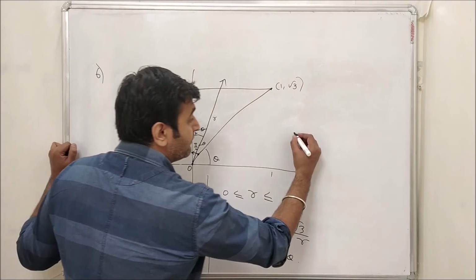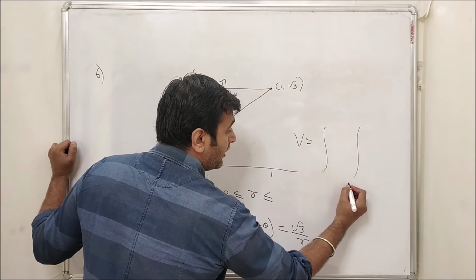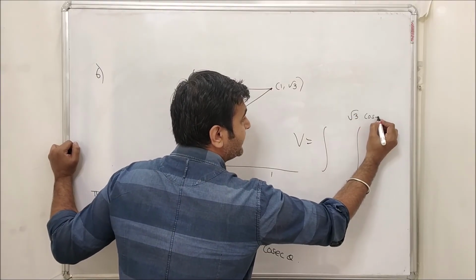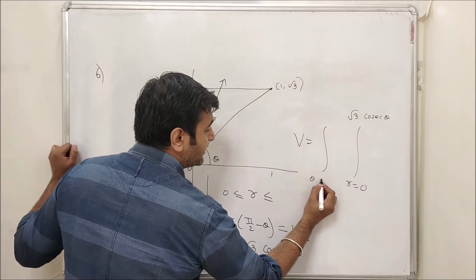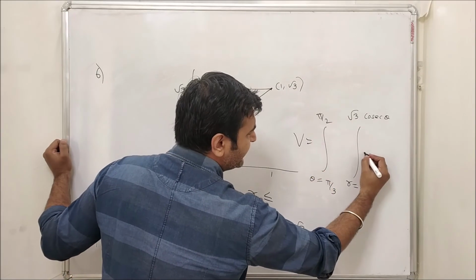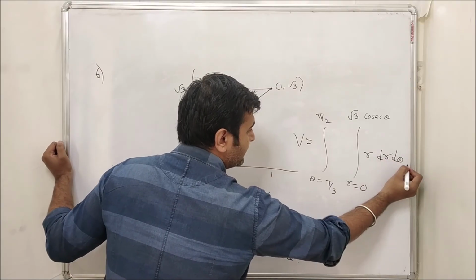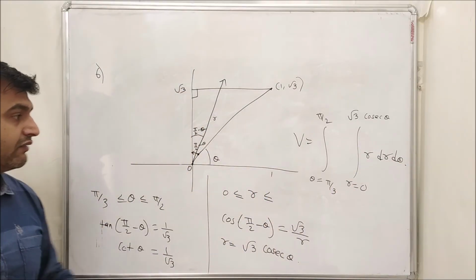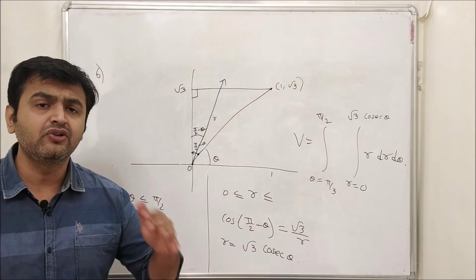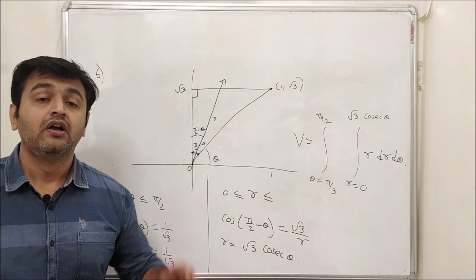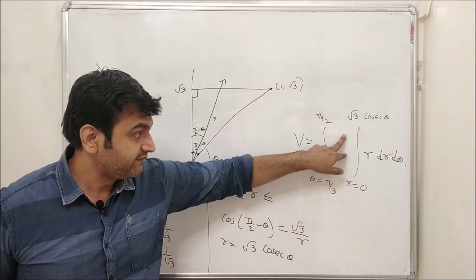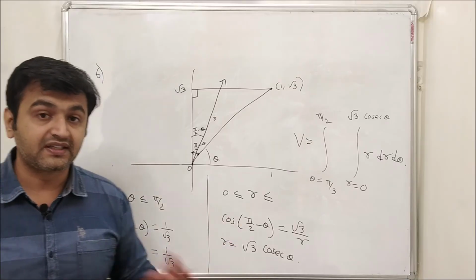So therefore, if the same question is there, my r is starting from 0 and going till root 3 cosec theta, and my theta is going from pi by 3 to pi by 2. And whatever you integrate, suppose you have r dr d theta, now you can solve this question, right? So whenever you have triangles or see a straight line in the picture, trigonometry will always come into the limits. Okay, so I hope the concept is clear.